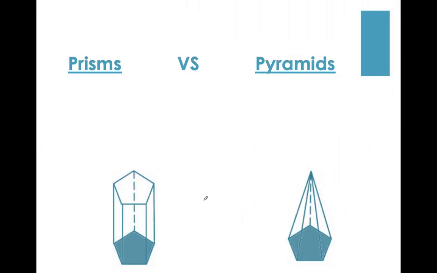So let's compare the difference between prisms and pyramids. We've talked already about some of these differences, but let's write those down in our notes. So prisms have two bases. Pyramids only have one base.